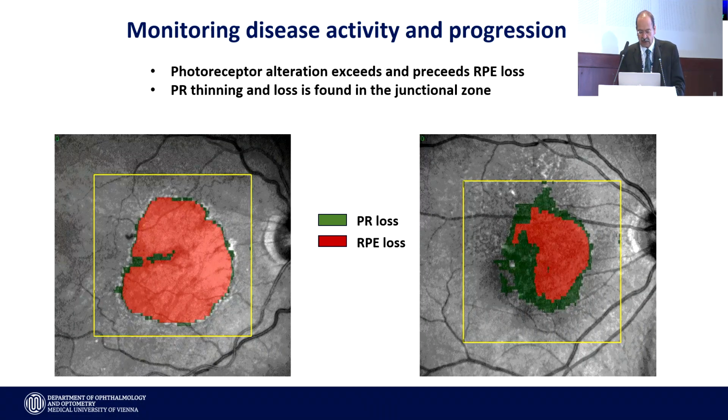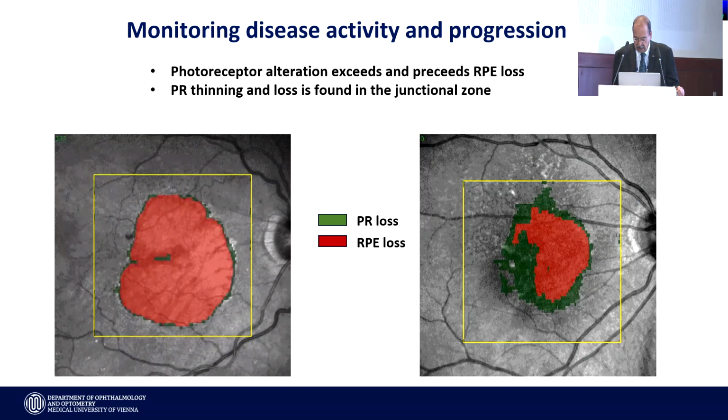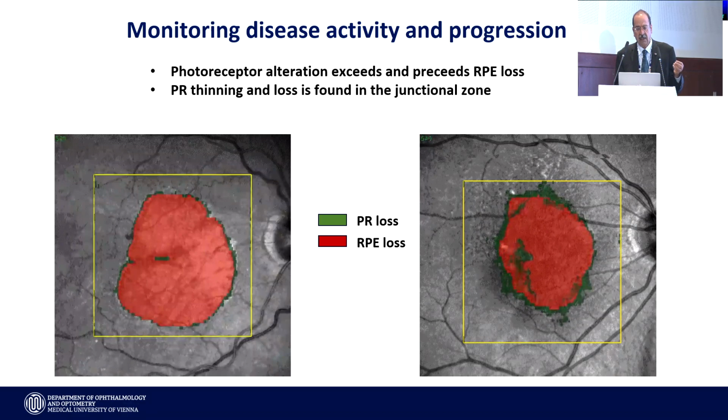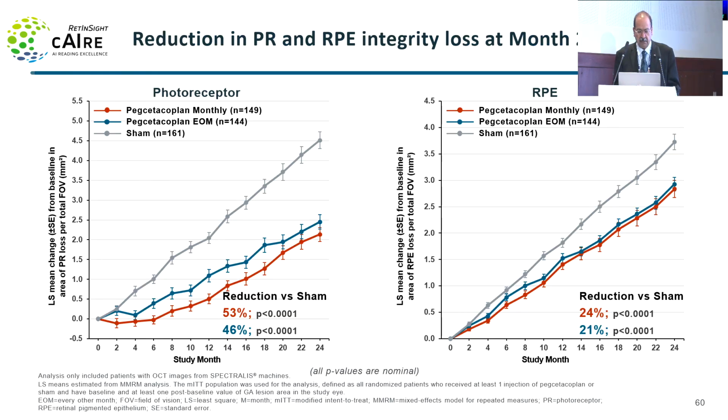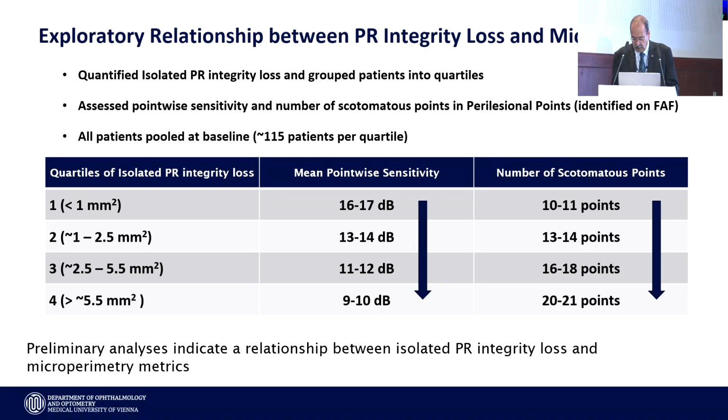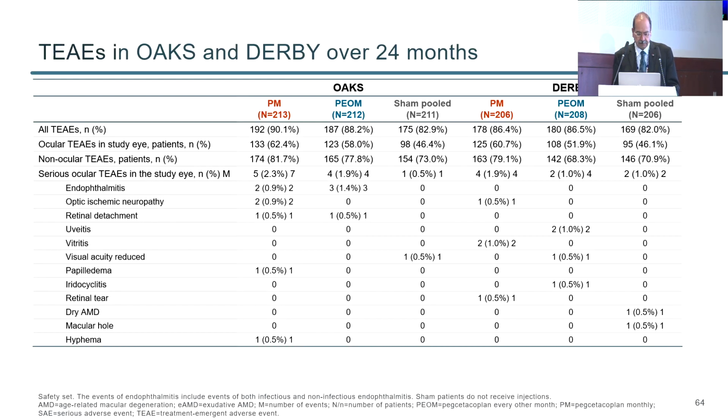Again, AI to the rescue. We know that photoreceptors are lost before RPE, and that's shown here using AI again and the OCT, where you can see that the loss of photoreceptors is earlier and faster than that of the retinal pigment epithelium, and this drug then actually protects photoreceptor and RPE loss, as you can see here. So this might be another tool that one can use in addition to microperimetry for future studies.